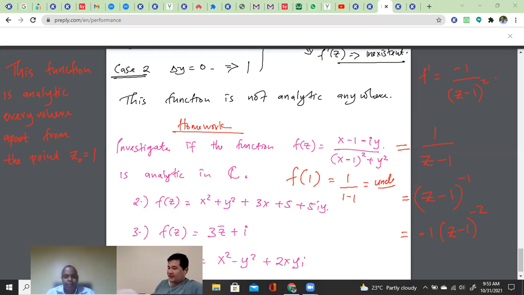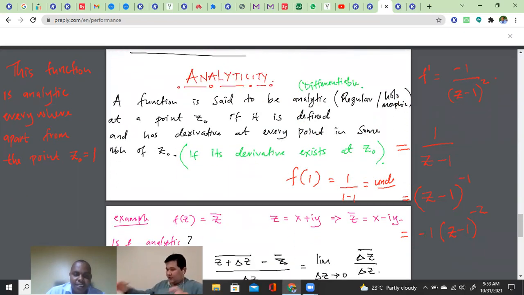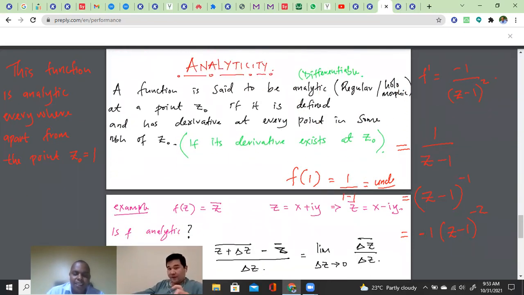But analyticity is something different, right? No, it's not. Analyticity is the same thing as analytic. So analyticity is us talking about analytic functions.